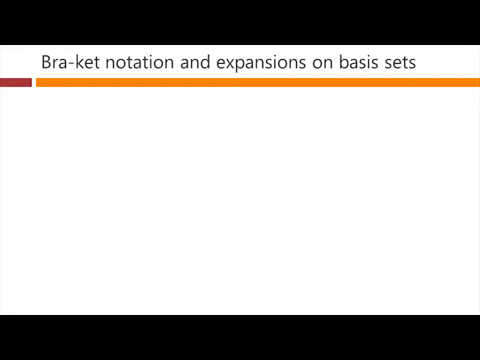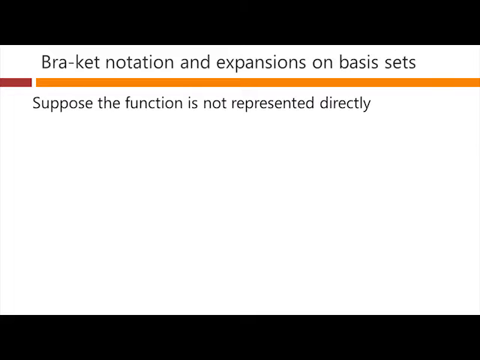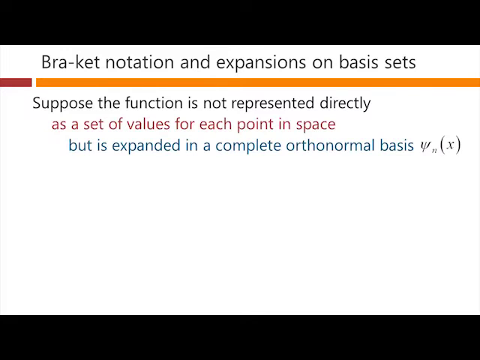Now we're going to think about the bracket notation and how we use it to think about expansions on basis sets. Suppose the function is not represented directly in terms of a set of values for each point in space, but instead we've expanded it on a complete orthonormal basis. So this is a set of basis functions, psi n of x. And we've expanded it in the usual way. So here are our expansion coefficients times each of the basis functions. We've added up all of these, and that represents f of x.